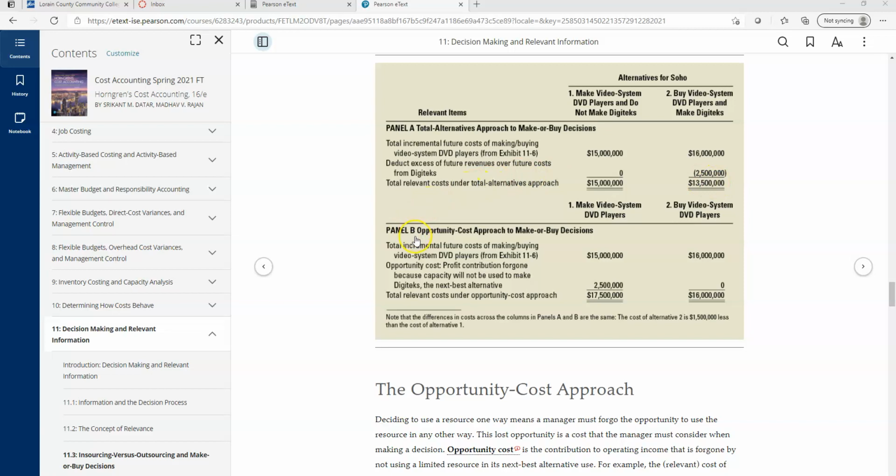Now let's take the panel B approach, the opportunity cost approach to the make or buy decision. The opportunity cost approach says, well, I'm still going to look at the cost of insourcing versus outsourcing, but what if I choose not to do anything? What if I choose to just leave that capacity idle?